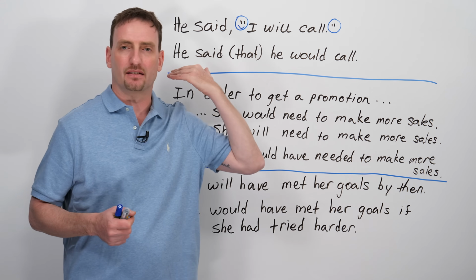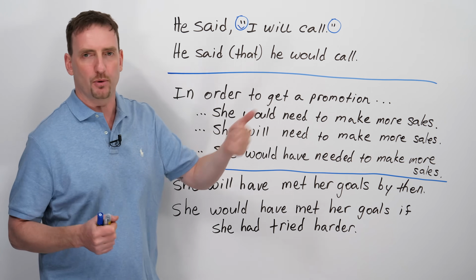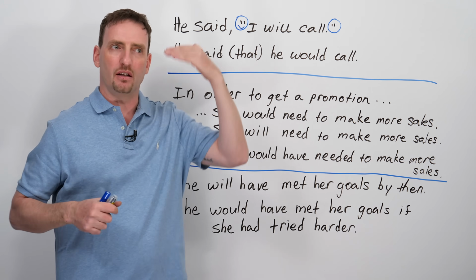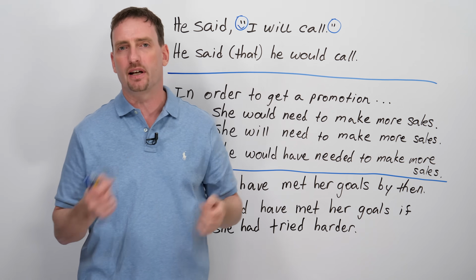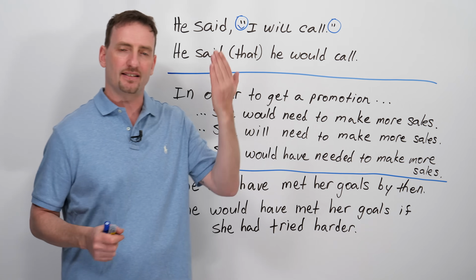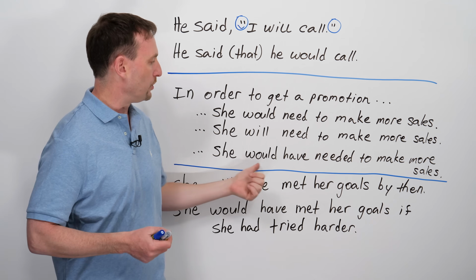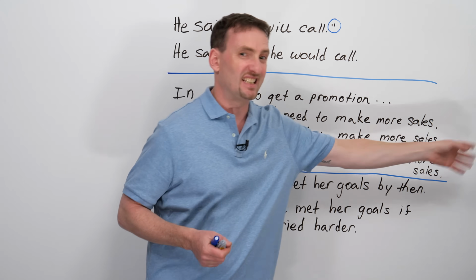This is the past, but you cannot change the past. So in order to get a promotion, so right this week, the boss is deciding who is getting promotions. It's too late for her to get more sales. The sales needed to be in the past. It didn't happen. She would have needed to, but she didn't.